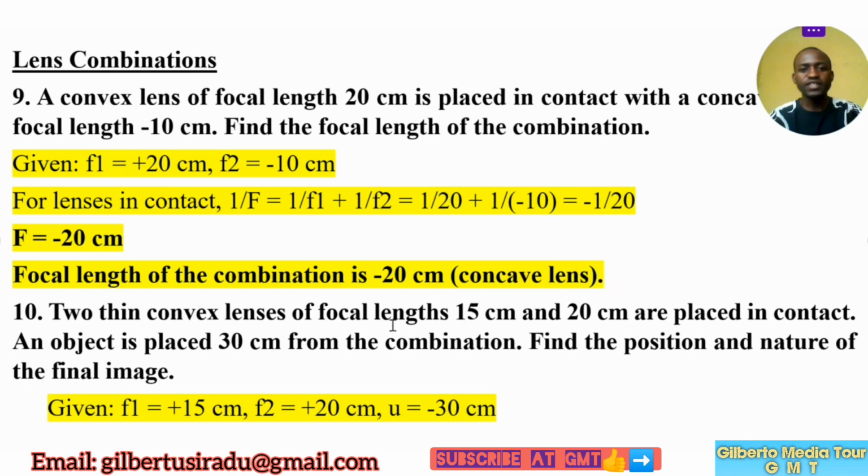Two thin convex lenses of focal lengths 15 centimeters and 20 centimeters are placed in contact, and an object is placed 30 centimeters from the combination. Find the position and the nature of the final image. You have two focal lengths, and the object distance.